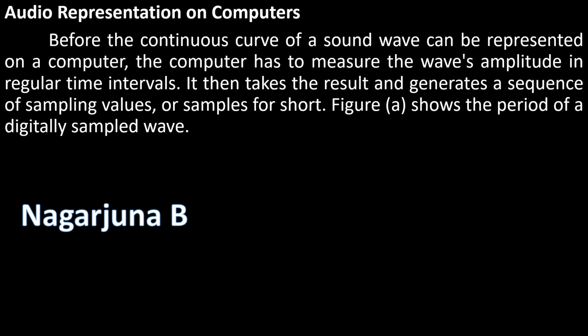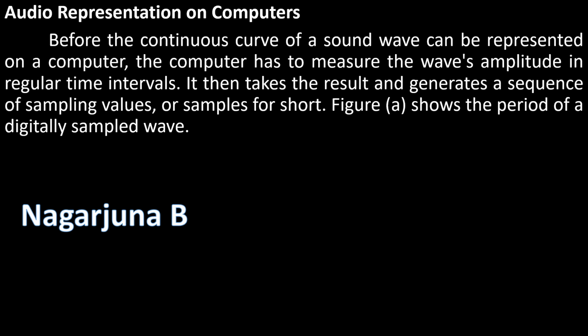So this waveform, that is a sound waveform, when it reaches our ear, we call it a sound. So now, how to represent this sound in a computer? Before representing the sound wave, which is a continuous curve, on a computer, the computer has to measure the wave's amplitude at regular time intervals. It then takes the result and generates a sequence of sampling values, or simply they are called samples. What it will do? The computer has to measure the wave's amplitude at regular time intervals.